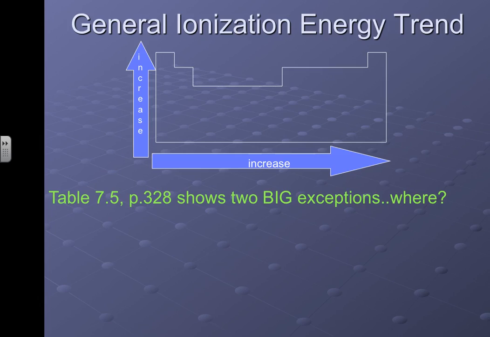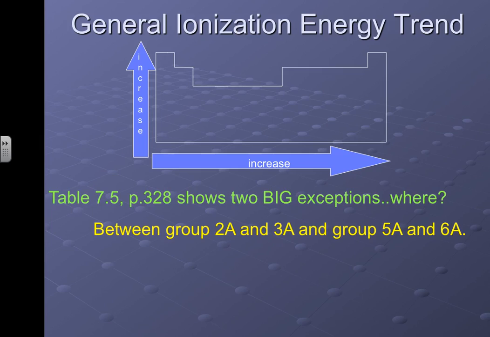Hopefully you've been able to figure this out. If not, take a close look. Do you see exceptions between groups 2A to 3A and 5A to 6A? Take a second and see if you notice it. 2A is a higher number, but what happens at 3A? It drops. Based on this trend line, it's supposed to increase all the way across, and so 2A is higher than 3A.